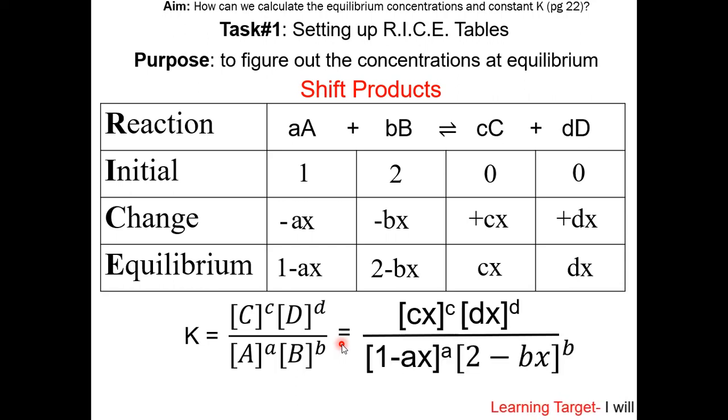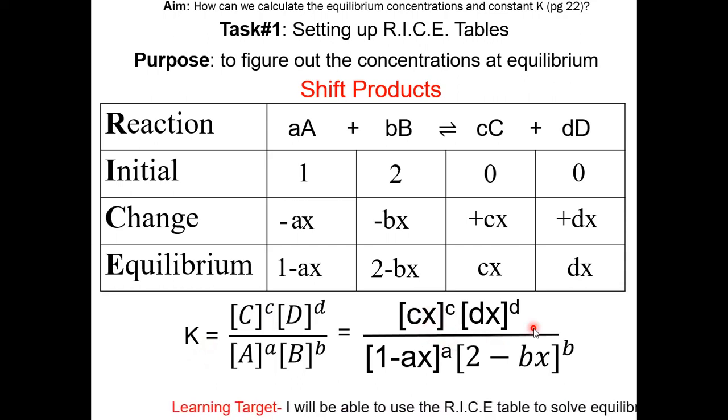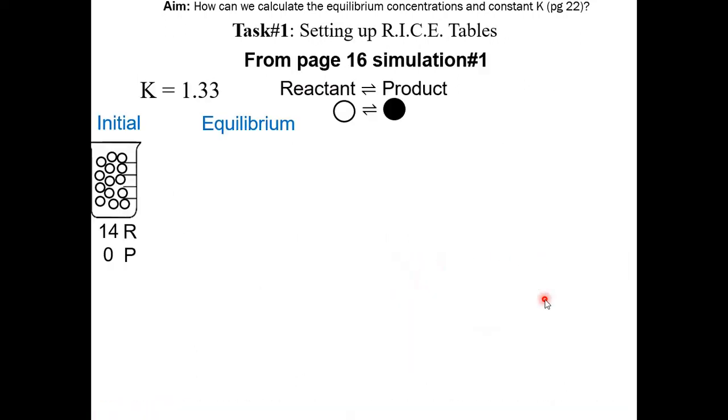So if you're given the value of the K constant, you can figure out the value of X. Once you get the value of X, you can plug it into this row and get the values of the equilibrium concentration of each substance. To help you illustrate how the RICE table works, we will be looking at two simulations which are built upon the simulations from page 16 in your packet.